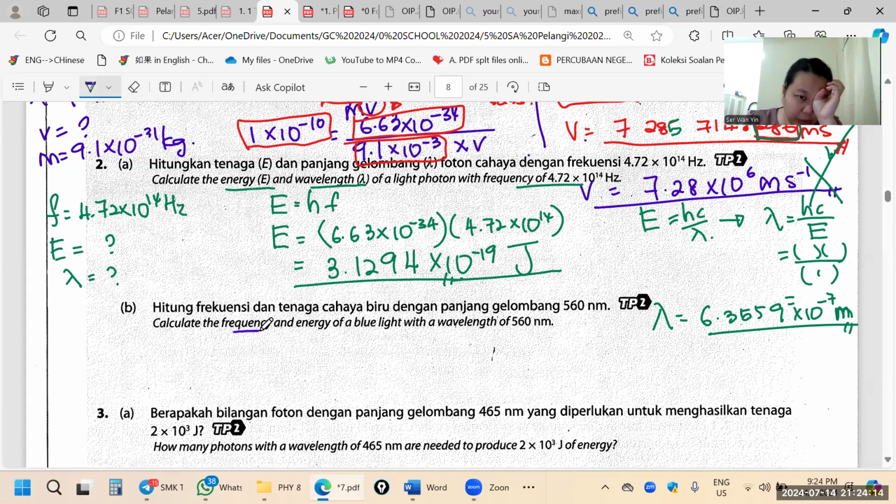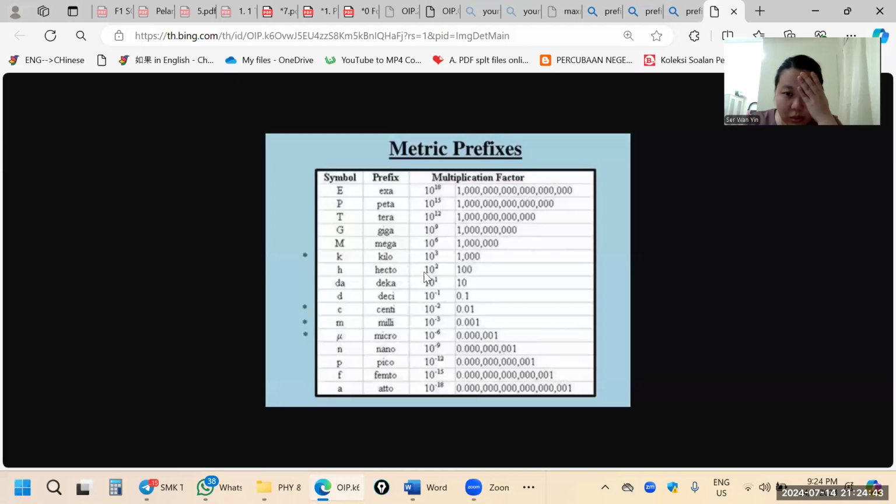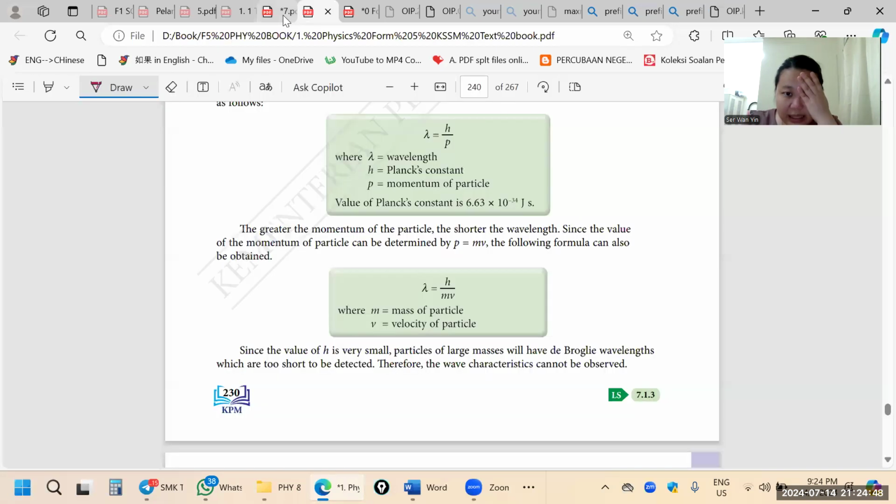Okay, calculate the frequency and energy of a blue light with wavelength 516 nanometer. So wavelength is 516 nanometer. Anyone can change back to meter? Nano is times 10 powers of -9.